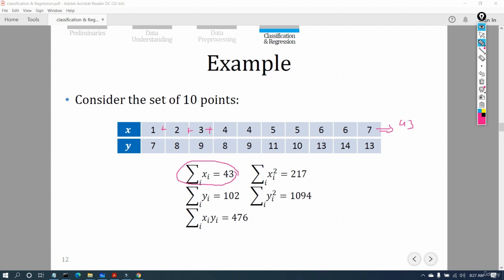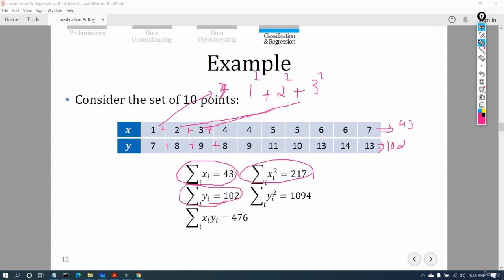So we just compute this 43, and for this x square, what you do is just take the square of x. So for the first one it will be 1 square, for the second one it will be 2 square, and for the third it will be 3 square. So first of all, take the square of each of these x's and just add them, and you get this value. And similarly, just add all the y's, all the values of y over here, and you get 102, which is nothing but this yi over here.